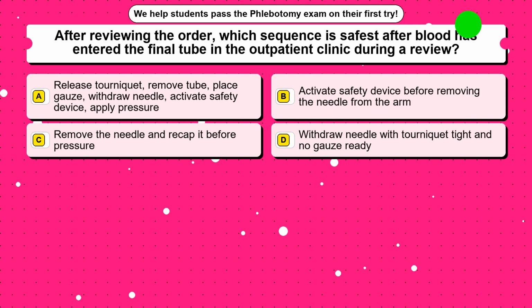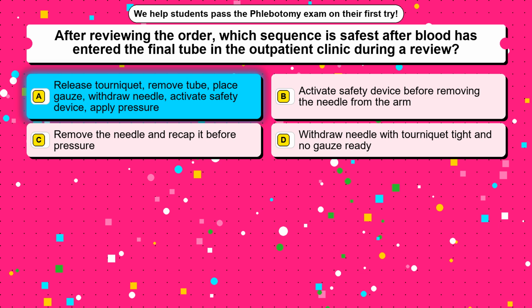Question 61. After reviewing the order, which sequence is safest after blood has entered the final tube in the outpatient clinic during a review? Option A. Release tourniquet, remove tube, place gauze, withdraw needle, activate safety device, apply pressure. Option B. Activate safety device before removing the needle from the arm. Option C. Remove the needle and recap it before pressure. Option D. Withdraw needle with tourniquet tight and no gauze ready.